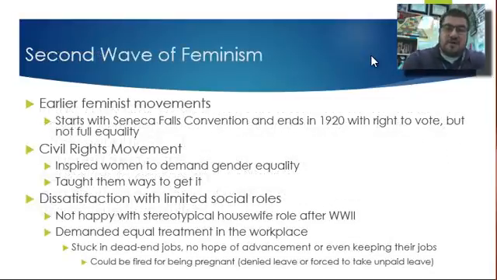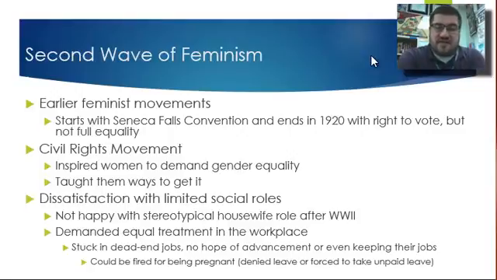If you remember, we've already talked about a feminist movement that ran from the 1848 Seneca Falls Convention, ending in 1920 with only the right to vote. They were working for the right to vote, but that doesn't mean that women had full equality. In the 50s and 60s, the civil rights movement inspires women to demand gender equality, because a lot of women drew parallels from how African Americans were treated to how women were treated. And it also taught them ways to get it.